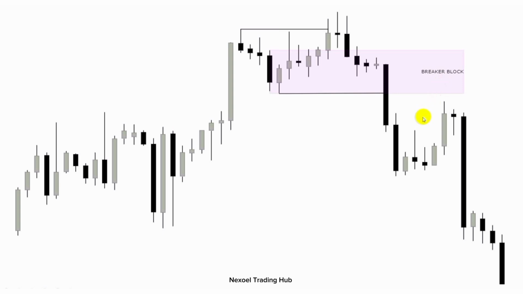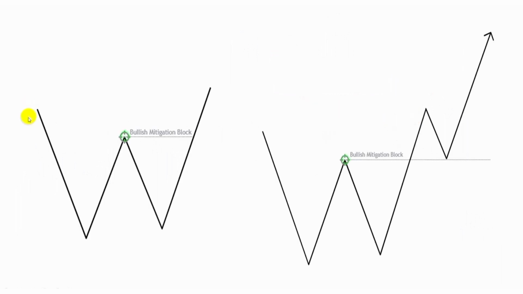So we're going to look at the mitigation blocks. The mitigation blocks are also a form of order blocks that get violated. What we can see, the difference between the breakout block and the mitigation block, is that the mitigation block does not actually raid the previous low points. In the condition of a bullish mitigation block, we can see we have this downward momentum pullback.